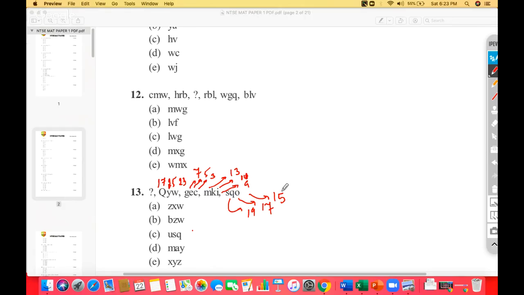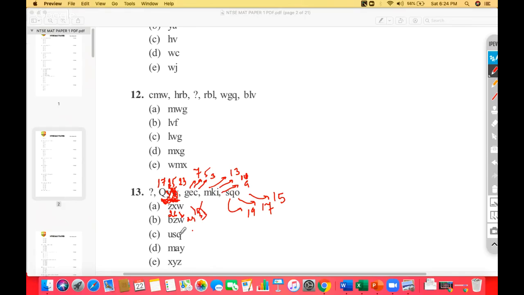So I have a problem only with this QYW. I don't think this is a right option. If you look at here, this is a series of alternate numbers. So 7, 5, 3 in reverse order. 13, 11, 9, 19, 17, 15. But this 17, Y, 25 is not in order, so I don't think this should be here. And if you look at here, ZXW is 26, 24, and 23.